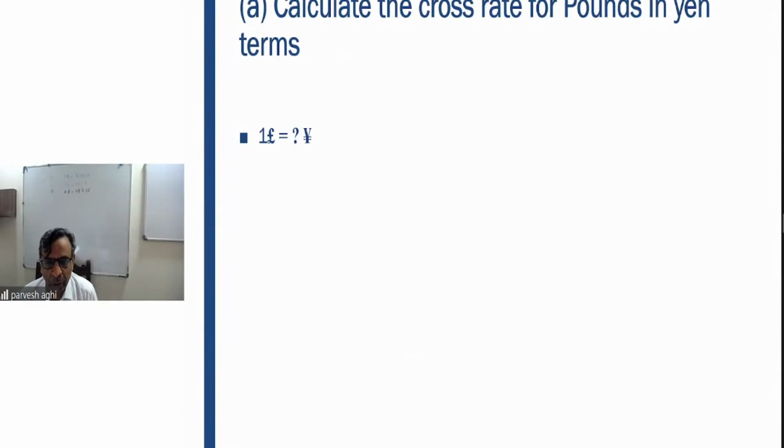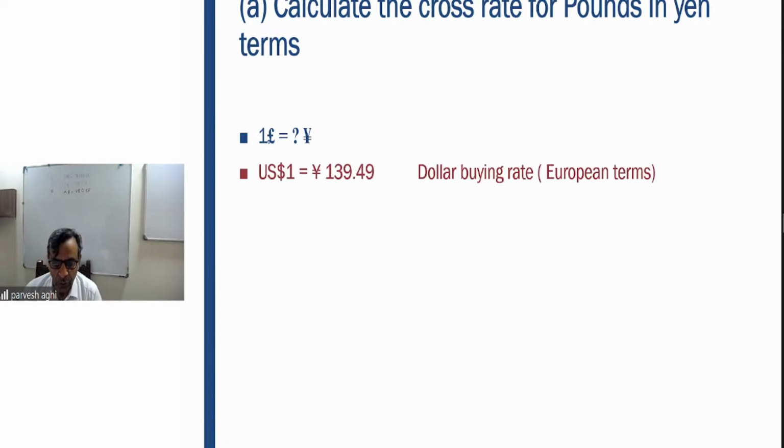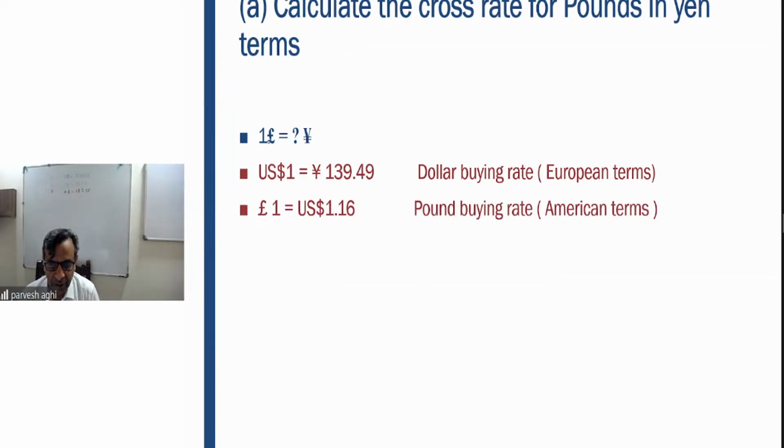Calculate the cross rate for pound in yen terms. So you want to know this price. Okay, fine. So £1 is equal to how many yen? Now you have these two rates: $1 is equal to so many yen, and £1 is equal to so many dollars.